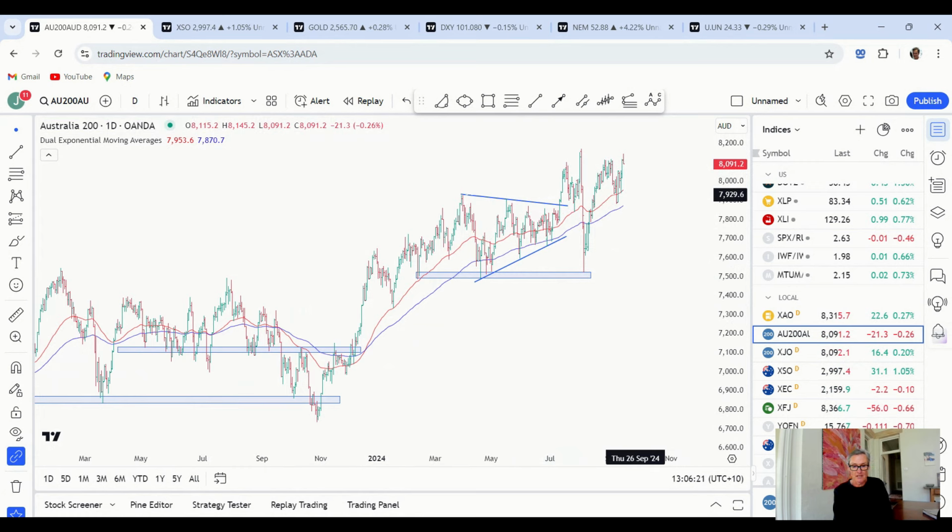Having said that, though, I don't think we should try and get too clever around these things, trying to time the market for perfection and navigate the exact course, because these things can play out in all sorts of different ways. As I said earlier, I believe the path of least resistance is currently to the upside. That's where all these things we look at point to: rising moving averages, price above moving averages, higher highs, higher lows.